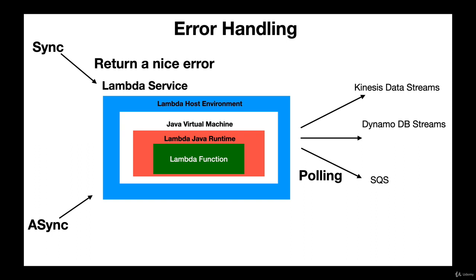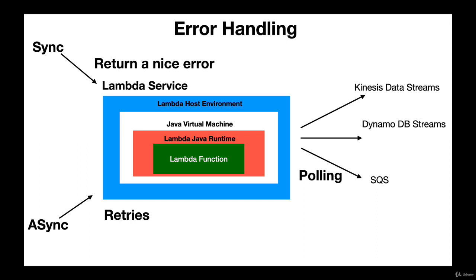Instead of HTTP 200, we can send a 404 or any other exception status code if it is a RESTful API, and a nice little error message. But in case of asynchronous triggering, there is no upstream resource or component waiting for the response. That is where it can get tricky.